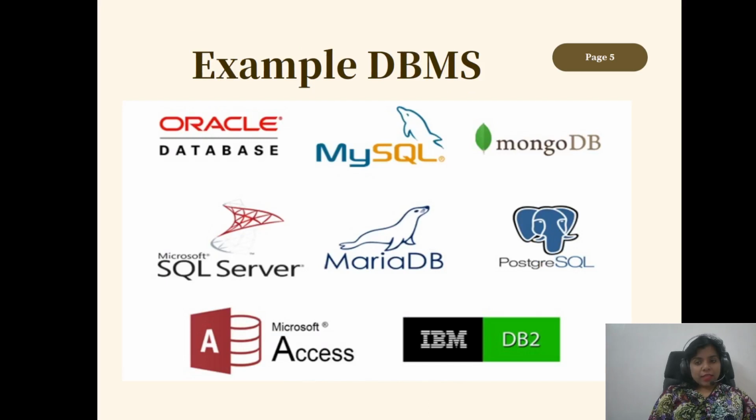These are some of the example databases. We have some proprietary databases like Oracle database, Microsoft SQL Server, and Microsoft Access, and there are certain open source databases, MySQL and PostgreSQL. And we have certain non-relational databases or NoSQL databases like MariaDB and MongoDB, and we have IBM's DB2 as well. So these are some of the example database management systems that are very frequently used.